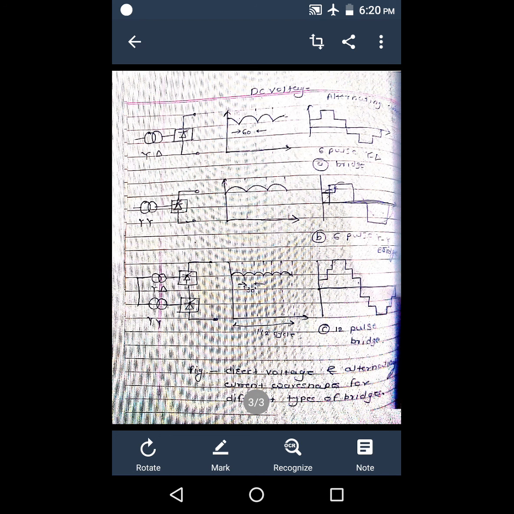So here you can see we are having star-delta, star-star connection arrangement for the transformer, and after that we are using the converter system. So when we are using the output in DC form, you can see when we are having the 6 pulse converter arrangement, we are having a 60-degree angle, and when we are having 12 pulse arrangement, we are having an angle of 30 degrees.